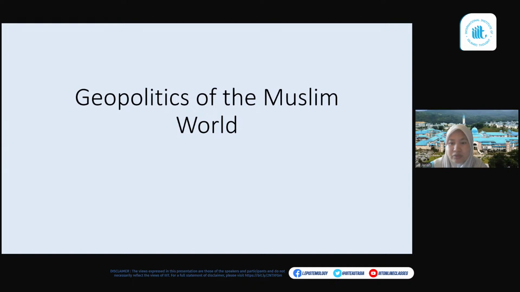Alhamdulillah, we come back to the second session. For this session, we will meet with Assistant Professor Dr. Tunku Mokhtar. He is an assistant professor of political science in the Department of Political Science at the International Islamic University Malaysia. He is the editor in chief of Intellectual Discourse, the flagship journal of the Department of Political Science at IIUM. His areas of specialization include international relations, geopolitics, and foreign policy. Today, inshallah, we will listen to his topic regarding the geopolitics of the Muslim world.